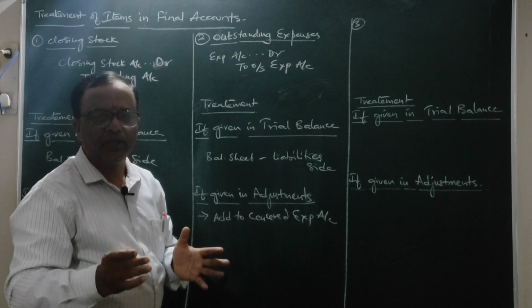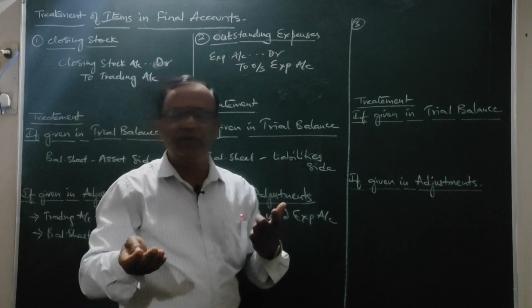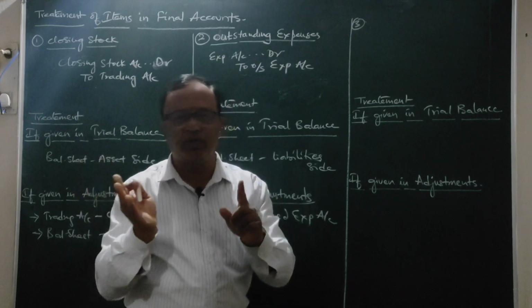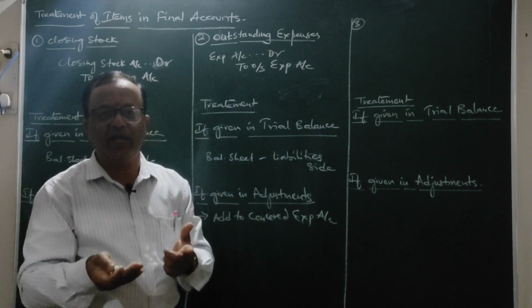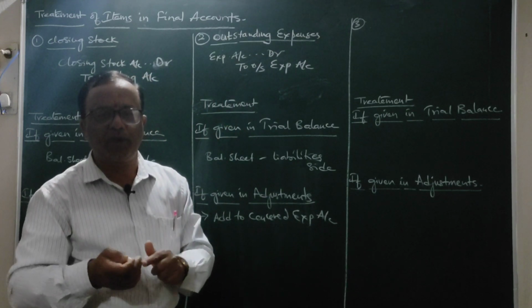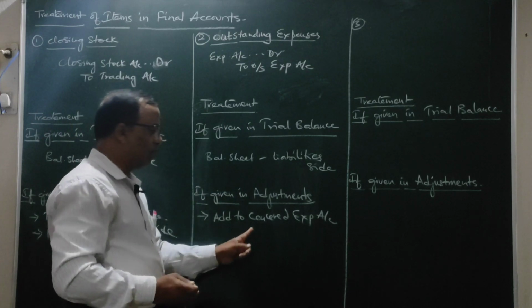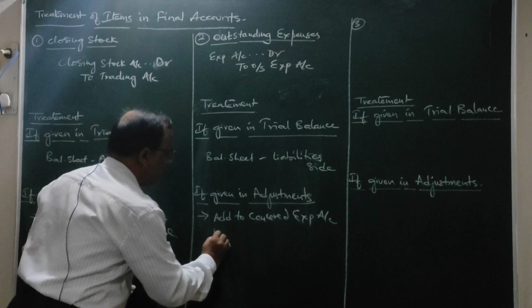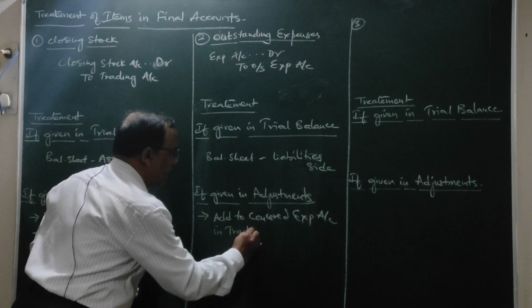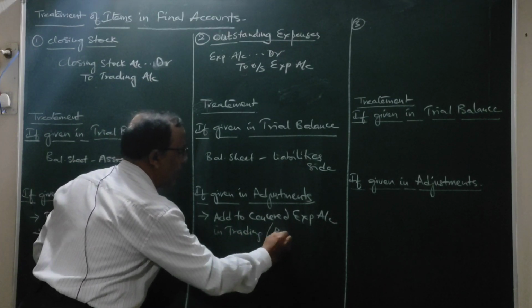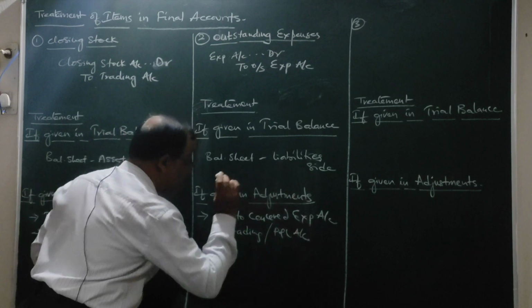Just like if outstanding wages are there, wages will be in the trading account, so to the wages you are going to add. If outstanding salary is given, salaries will be in the profit and loss account debit side, so to salaries you are going to add. Something like that. Add to the concerned expense account in the trading or profit and loss account, depending upon which expense it is.